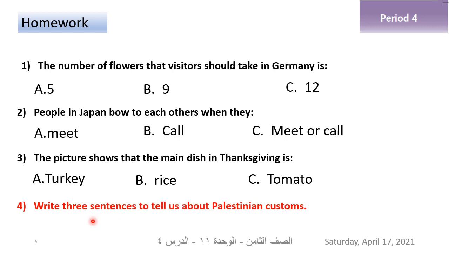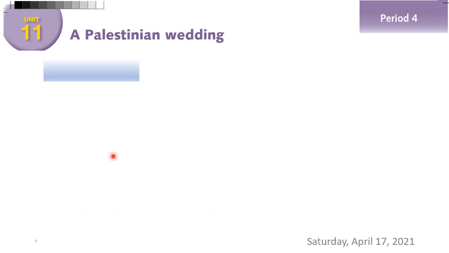The last question, write three sentences to tell us about Palestinian customs. اكتب لي ثلاث جمل بتعبر عن العادات والتقاليد الفلسطينية المتعلقة بالأفراح. صور كويس, صور صورة كويسة وارسلها على كلاس روم. الواجب الثاني, ارجع على الكلمات, الجدول الكلمات, and write it on your notebook, اكتبه على دفترك بصورة واضحة وارسل الصورة على كلاس روم.